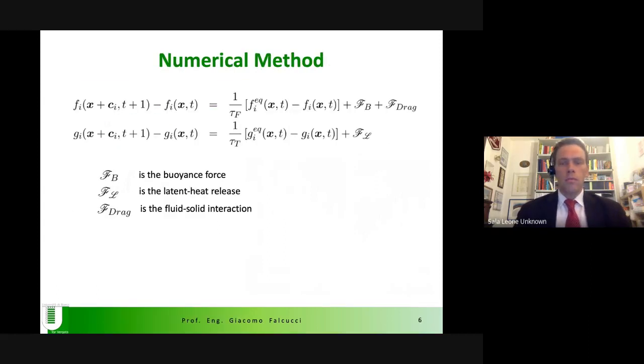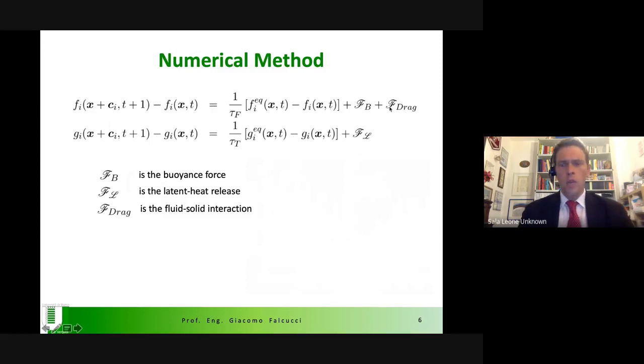We started to implement our numerical method. So we use a two-population approach, one for the fluid part and the other for the thermal part, with two BGK approaches with two different characteristic times.